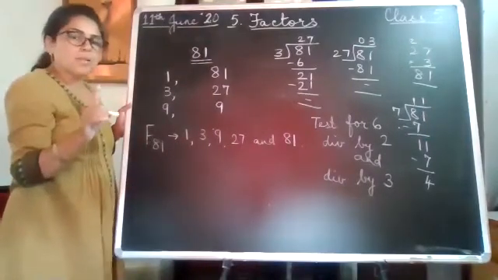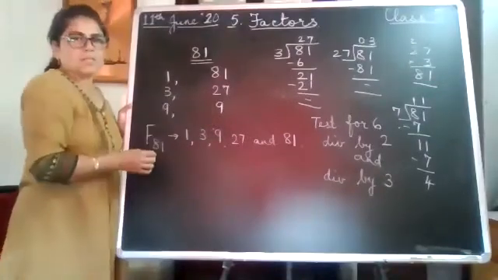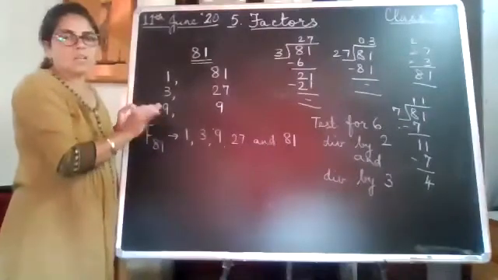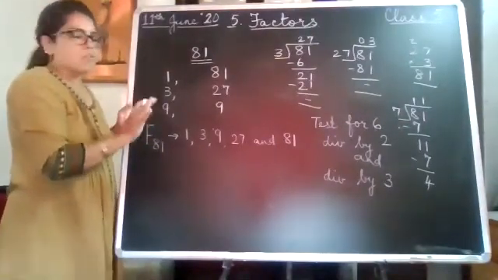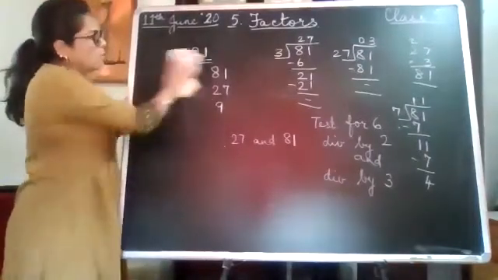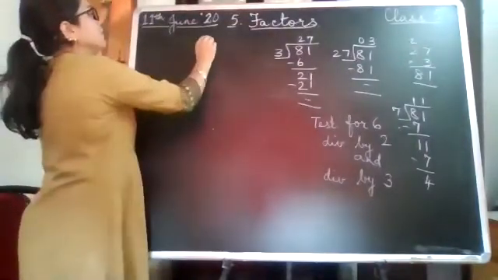Now, how do you know that you have finished finding out all the factors? When you get the same number here, or whenever you reach a number which is already here on the list, you know that you have finished finding out all the factors of the number. So let me try one more. Do you understand? Better. Say for example 36.